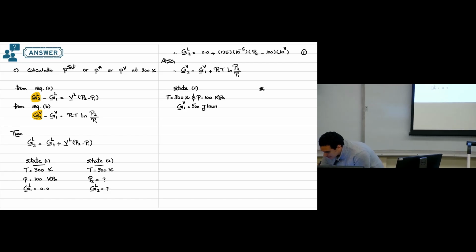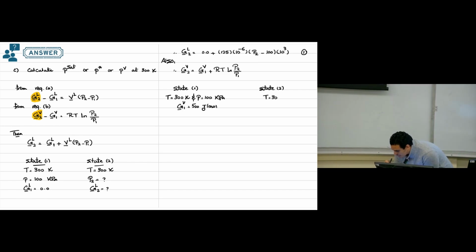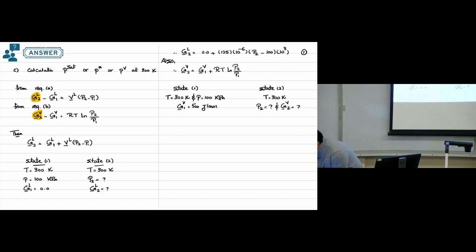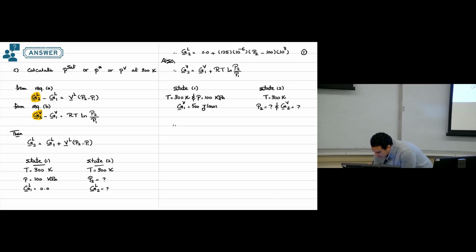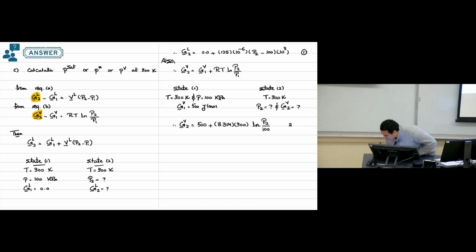The requirement, or state number 2, is the phase equilibrium condition. I only know that the temperature is 300 Kelvin, but I have no idea what the pressure is at this condition, or what the molar Gibbs free energy is. Again, I put all the information here. Then we can say molar Gibbs free energy for vapor at phase equilibrium condition equals 500 plus the ideal gas constant times temperature times ln P2 over P1, which is 100. Call it equation number 2.